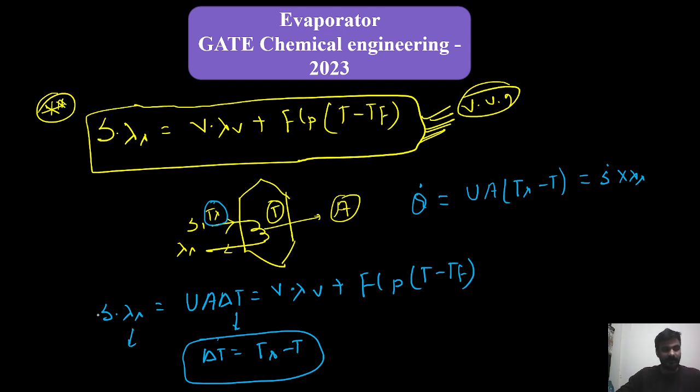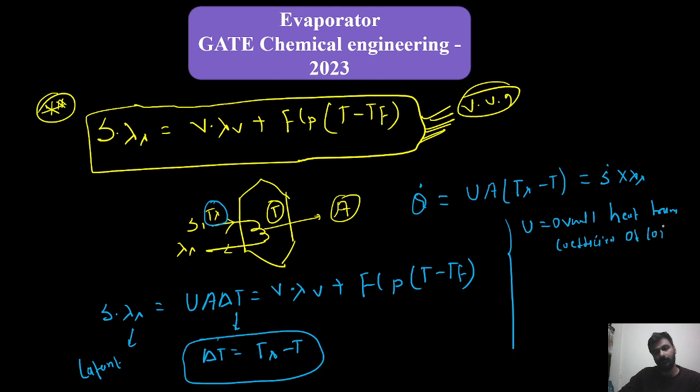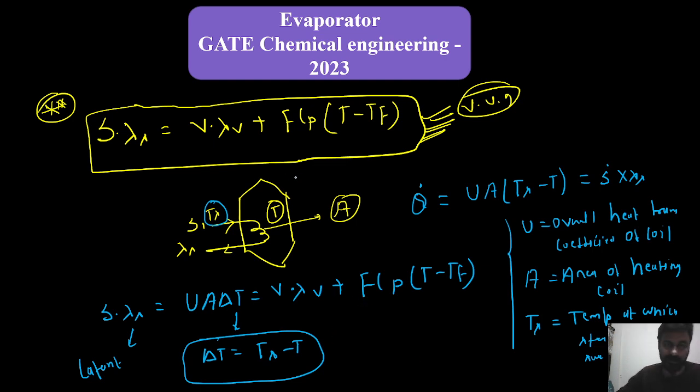Here lambda is the latent heat of vaporization of steam. Here I am writing U is equal to the overall heat transfer coefficient of the heating coil, A is equal to the area of the heating coil, and Ts is equal to the temperature at which steam is being supplied to the evaporator. I hope up to this the concept is very clear.